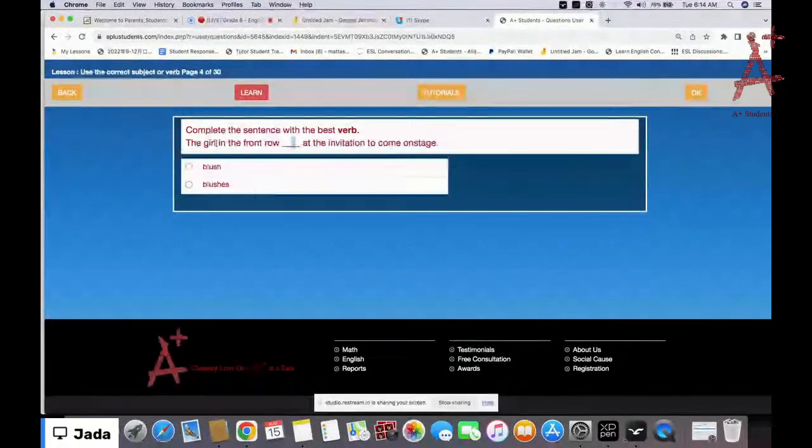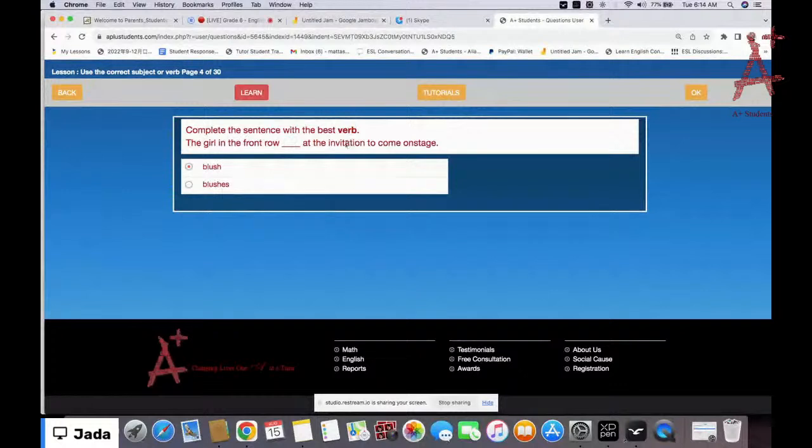So now the girl is one person, which shows that it's singular. And you need to find the best verb for this sentence. The girl is singular, so you're going to have a singular verb. Which is the best answer here? Is it going to be blush or blushes?